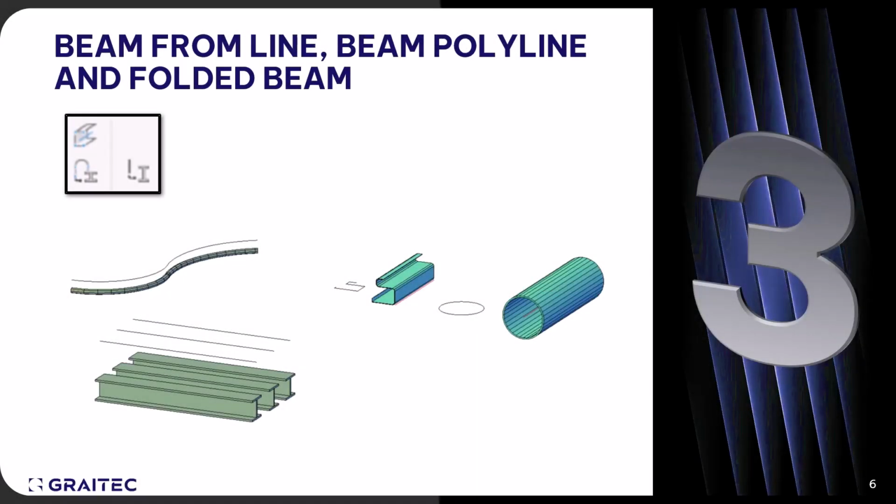The beam and column placement tools are almost always used, but there are other options as well, which, in some cases, may be even easier, more flexible, and provide options you wouldn't get from typical shape placement tools. We'll look at 3 of these alternatives: the beam from line, beam polyline, and folded beam tools.